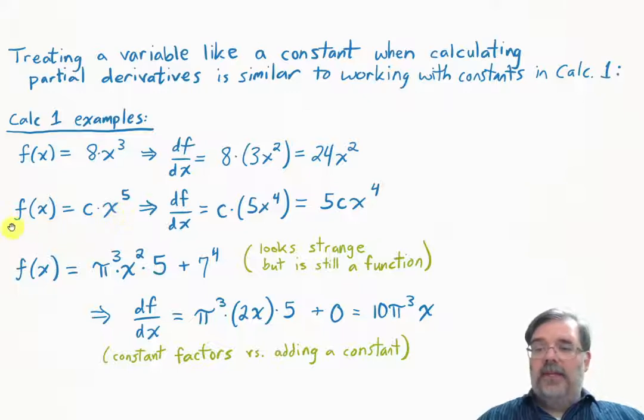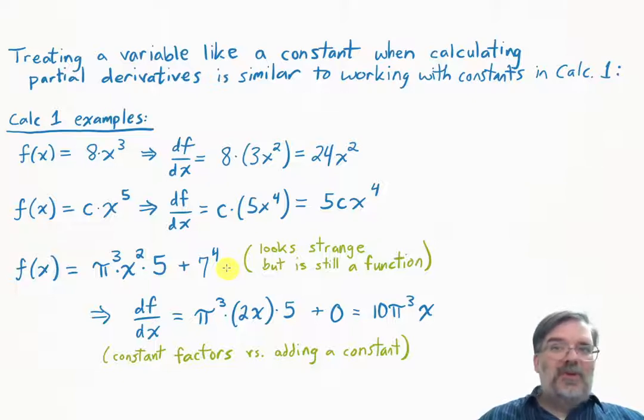If you had seen a problem like this in Calculus 1, f(x) equals c times x to the fifth. Well, c is a constant. The derivative of this function is c times 5x to the fourth. And we might rearrange that to 5c x to the fourth. So this variable is representing a constant. Now, here's a strange looking function. f(x) is equal to pi cubed times x squared times 5 plus 7 to the fourth.